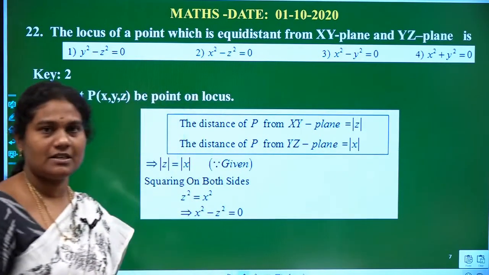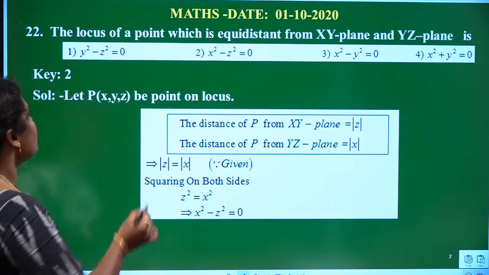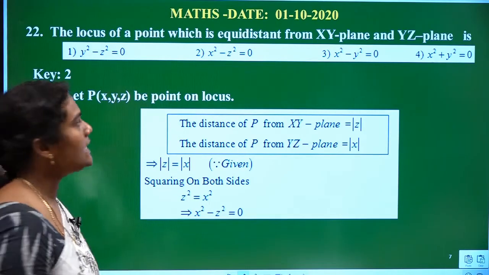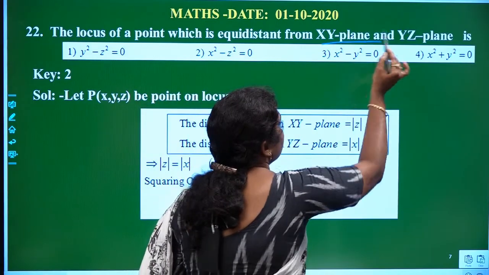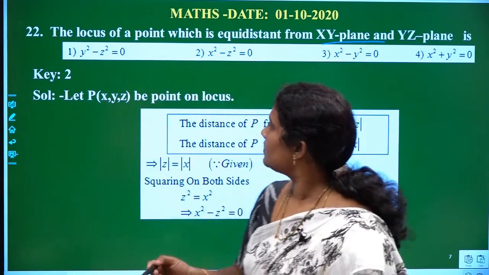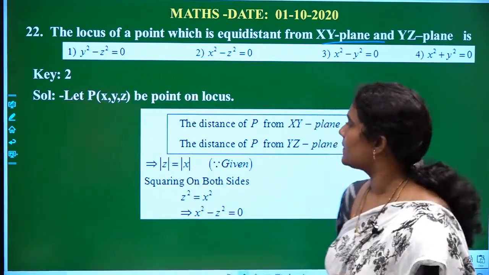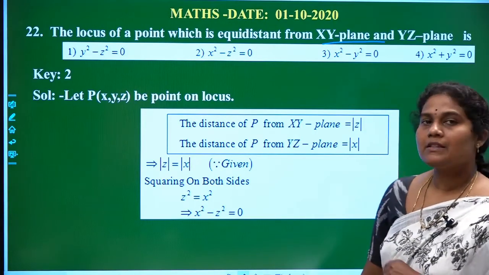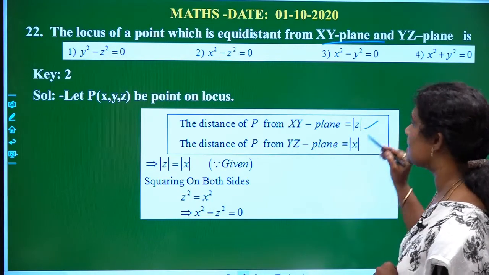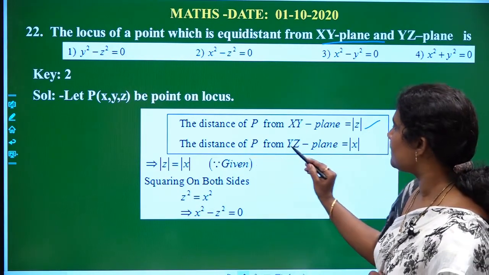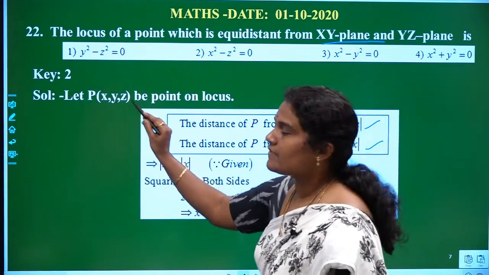We have gone to the next question, problem number 22. So, here the question is, the locus of a point which is equidistant from xy plane and yz plane is what? Okay. So, first of all, we have to consider the locus point, which is nothing but P x comma y comma z. And now, you have to know the formula that the distance of P from xy plane is what? Modulus of z, and the distance of P from yz plane is what? Mod x, where here P is nothing but x comma y comma z.